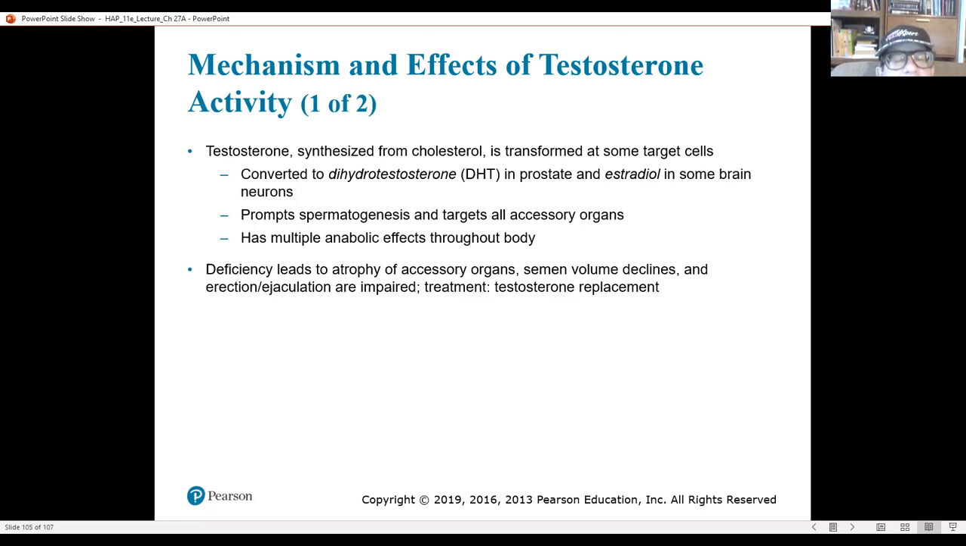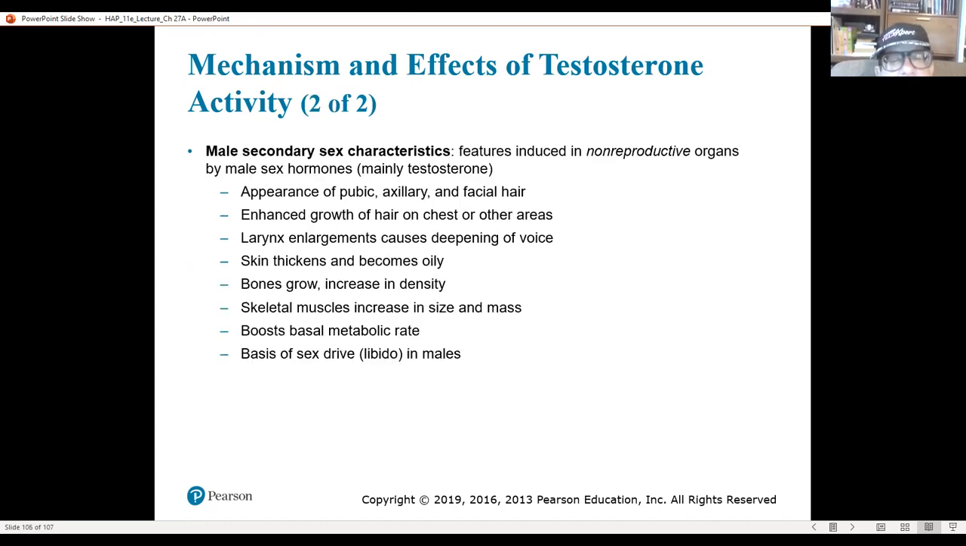So if you have a deficiency in testosterone, there'll be an atrophy of the accessory organs. Your semen volume will go down. You'll have trouble with ejaculating or erection. And the way we treat this usually is to give the person testosterone.